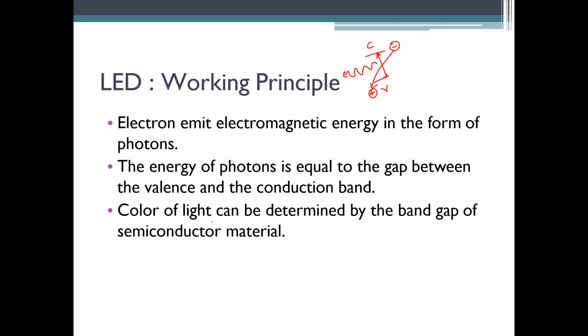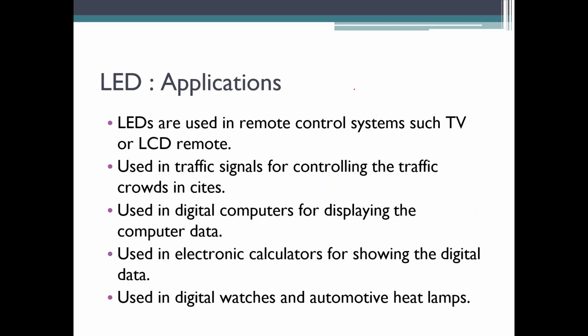The color of the light can be determined by the band gap of the semiconductor material. So basically that depends on the energy that is being radiated, and also the material I am going to use in order to manufacture these particular LEDs. So this is regarding the construction and working of your LEDs.